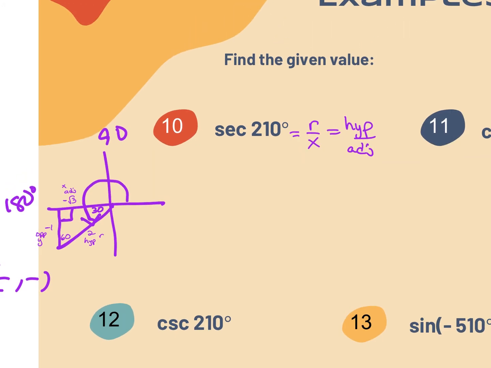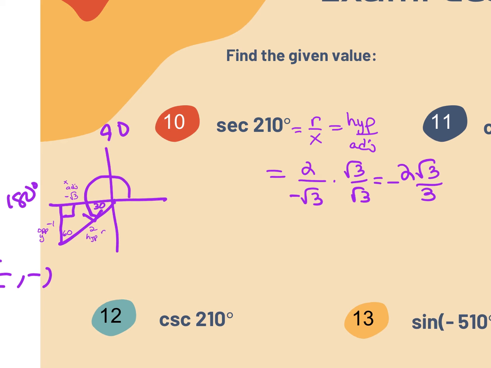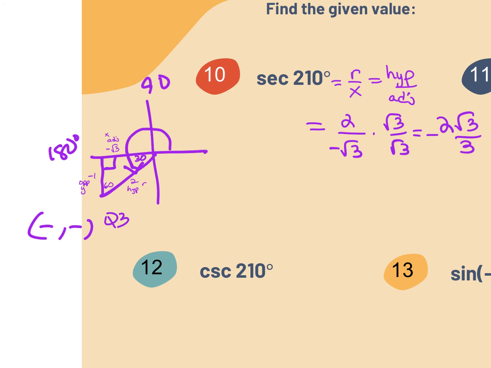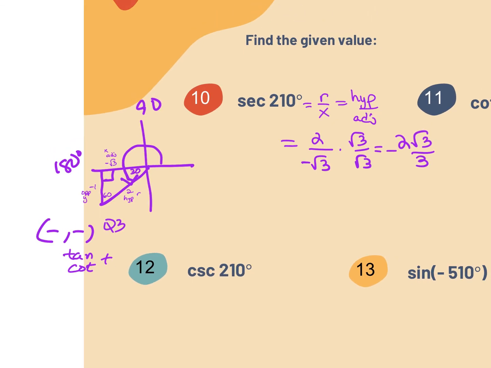So let's fill it in. My r value is 2. My adjacent is negative square root 3. I need to rationalize, so multiply top and bottom by radical 3. 2 radical 3 over 3, and just put the negative sign out front. And again, All Students Take Calculus. The only things in quadrant 3 that should be positive are tangent and cotangent. The other 4 are negative. So getting a negative answer here makes sense.